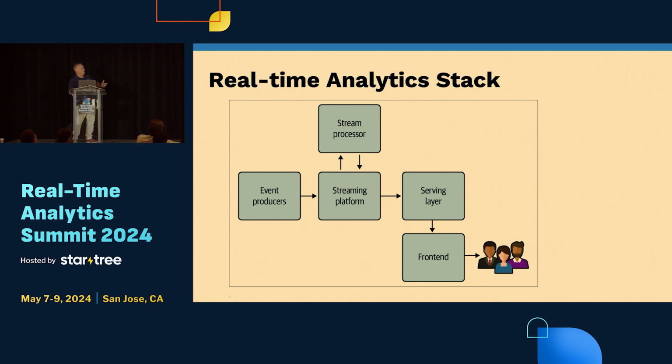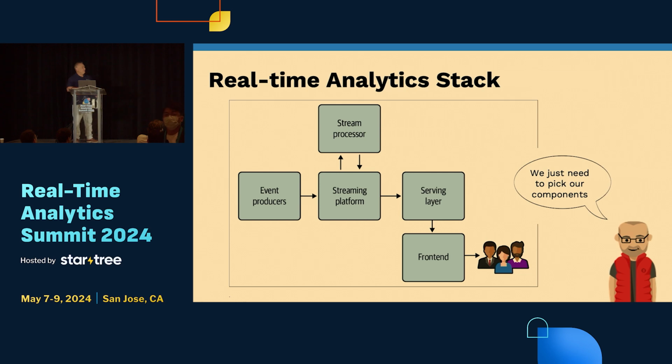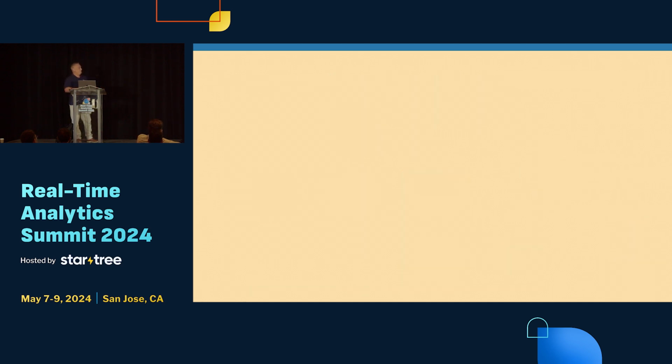So you have these different parts, and you as the team with 3 days to build something, this makes sense. You've got producers, you've got a streaming platform, you've got a stream processing platform, a serving layer, and then potentially a front end. That's really it, and it makes perfect sense. And all you have to do is just pick out your actual components, your implementation technologies, and put these together in a way, and then you can start solutioning on top of that.